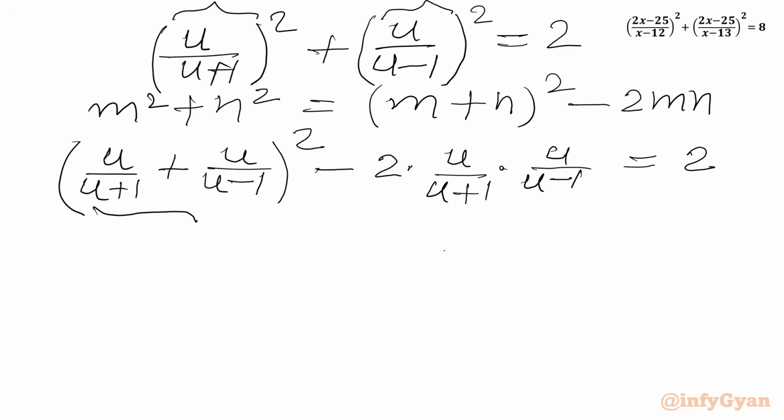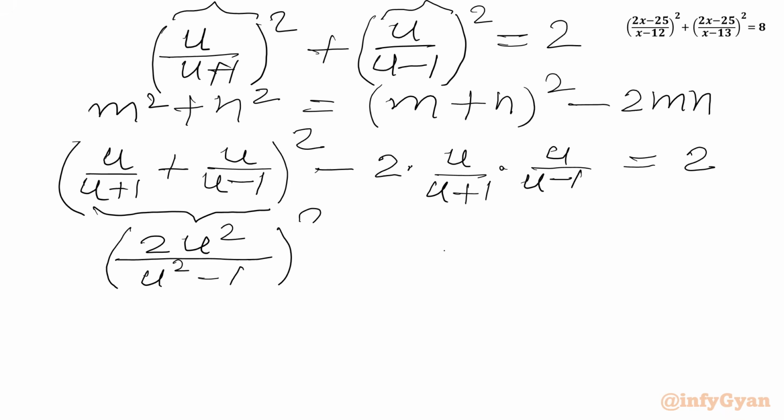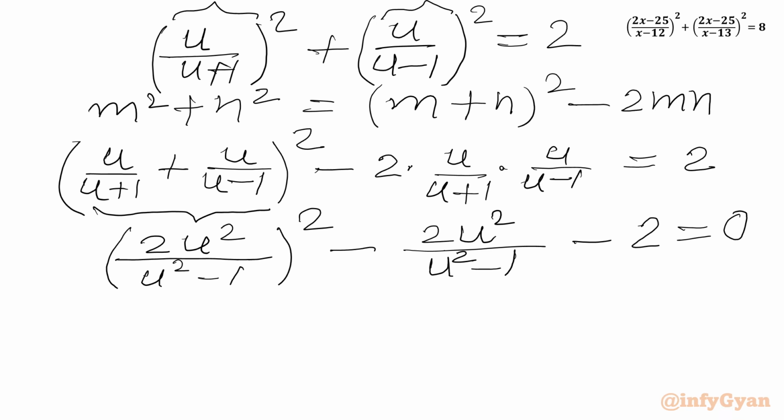Now we have to simplify this bracket. U square minus u plus u square plus u. We will write 2u square in the numerator. In denominator, there is u plus 1 times u minus 1. Using difference of two squares identity, we can write u square minus 1. Then we have whole square minus 2 times u, 2u square over u plus 1 times u minus 1. We will write u square minus 1 equal to 2, or minus 2 equal to 0.